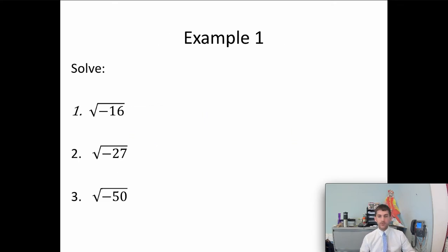For example, we're asked to, and it says solve, really this should say simplify. Solve means it's set equal to something. Simplify just means take what you have and make it simpler. So we're asked to simplify, not solve. My apologies.